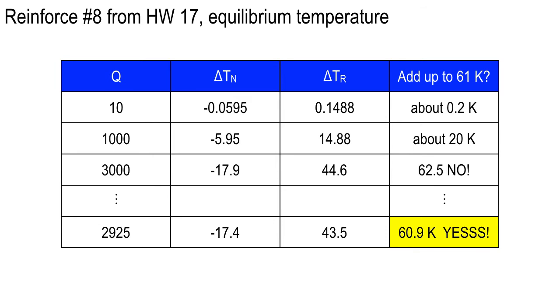And then my delta T for liquid N, I can't really see the screen here, my cursor's not on there. At the bottom of the second column, delta T for substance N is negative 17.4. You're dipping down. So in the cool down process, if you trade 2,925 calories, liquid N is going to cool off by 17.4, and liquid R is going to warm up by 43.5 Kelvin.